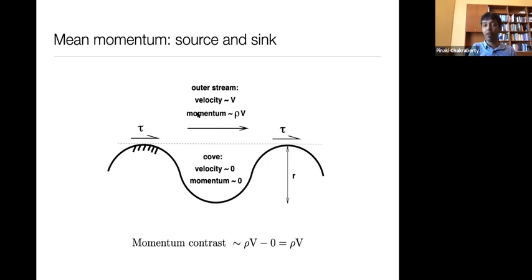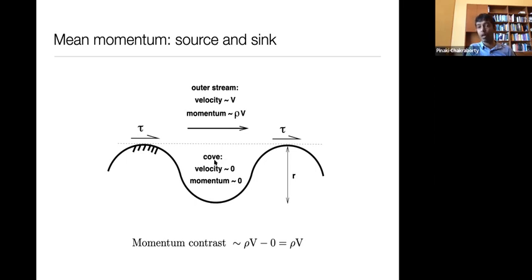Thus, what we have is a large momentum, rho times v, where rho is the density of the fluid, in the outer region. And in the cove region, we have 0 momentum. So we have a momentum contrast across this interface where we have the shear stress tau. And this momentum contrast is equal to rho v minus 0, which is rho v. Okay, so that's the momentum contrast in the mean flow.